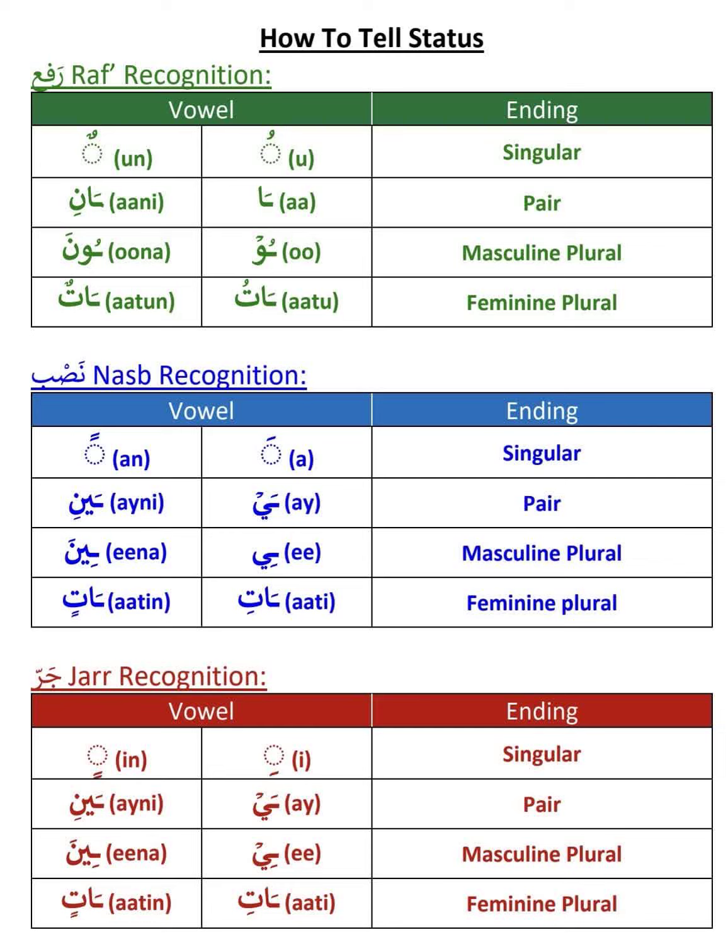Actually, we call un a sound and ani a combination, because ani has two sounds. So we call it a combination. Remember it in that way because it will be helpful; you will understand later why. Remember that un is a sound and ani is a combination.